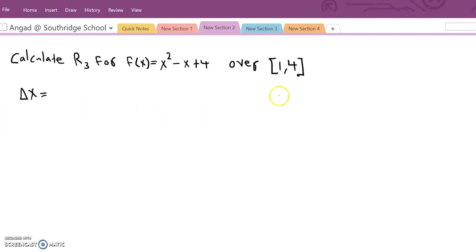So our b value is here. It's 4. That is the endpoint of the area we're trying to find. So we have 4, and then our a value is 1, so it's minus 1, over n, and our n in this case is 3, because what this 3 here means is we have 3 rectangles, basically means n is 3. So 4 minus 1 over 3, which equals 3 over 3, which equals 1. So our delta x is 1, which actually makes this a lot easier to work with.